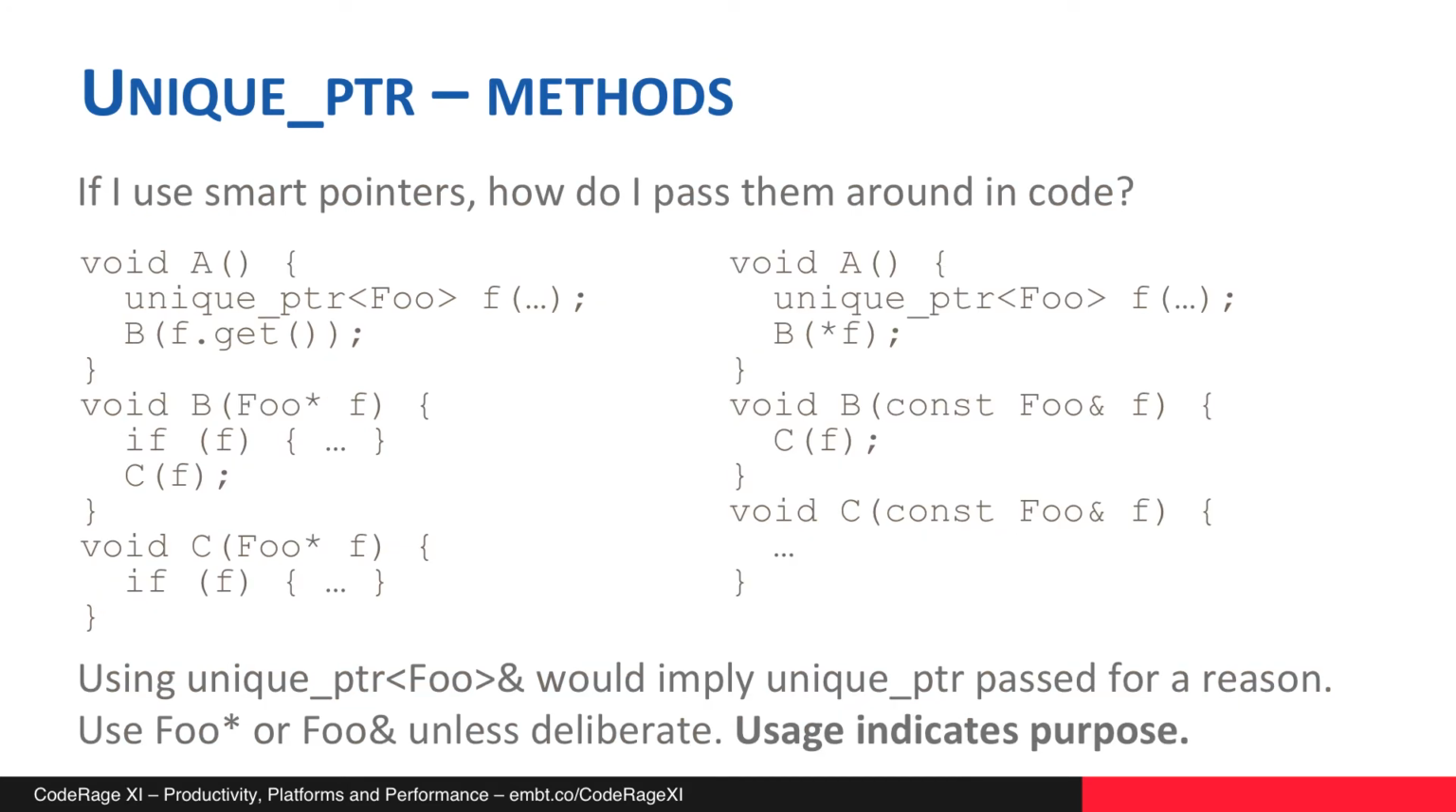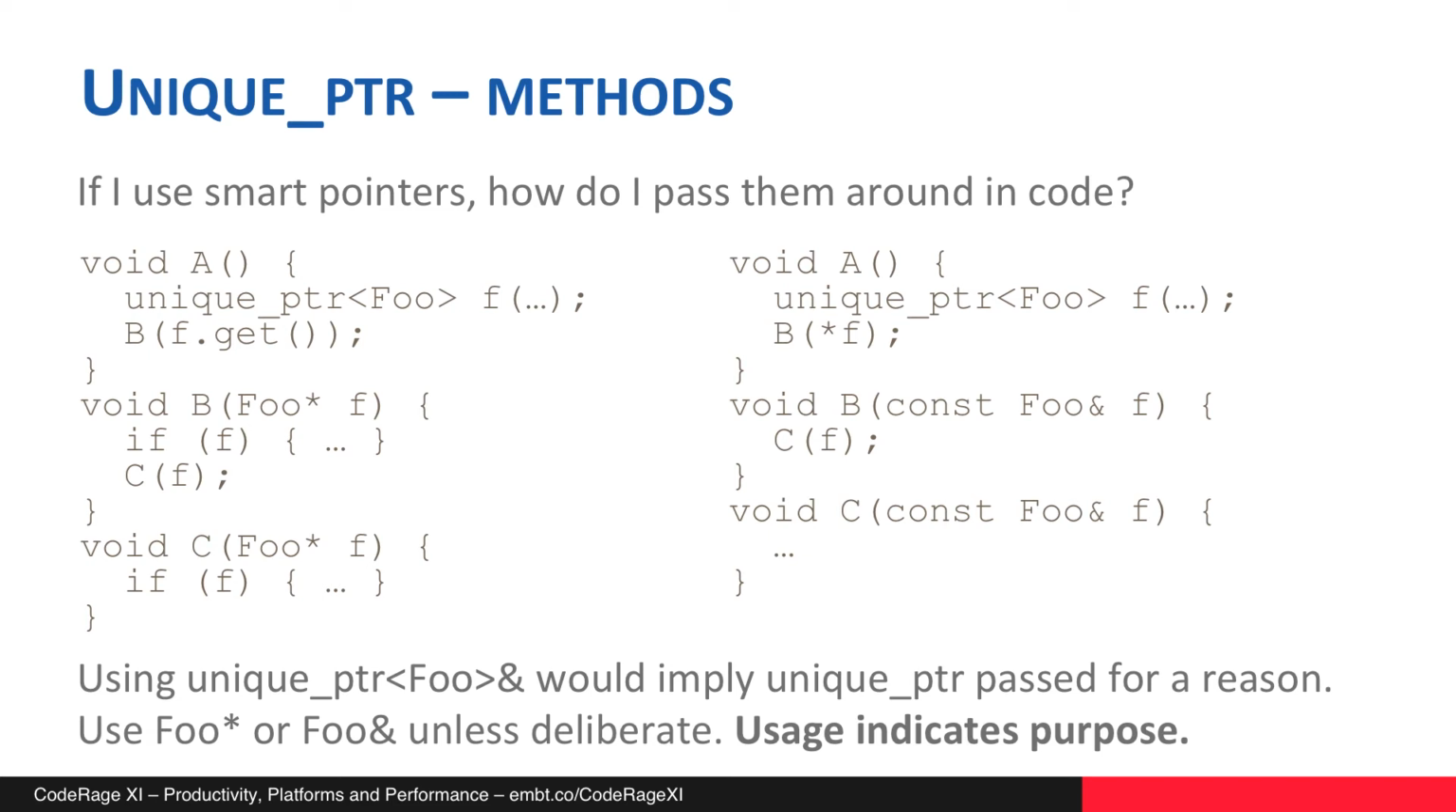So one thing that you might be wondering if you use smart pointers is, how do you pass them around in code? Suppose you have code that used to use raw pointers and you pass around a foo pointer everywhere. The code on the left, method A, used to have foo pointer f equals new foo and then later delete f. And you're replacing that with a unique pointer because you want the unique pointer's guarantees and safety. But you have the other methods that you want to call with the pointers. You have B and C, which used to take a plain raw foo pointer. So how do you pass them around in code?